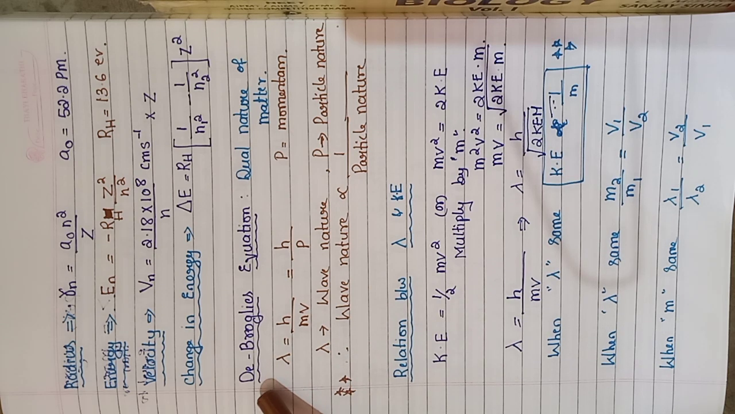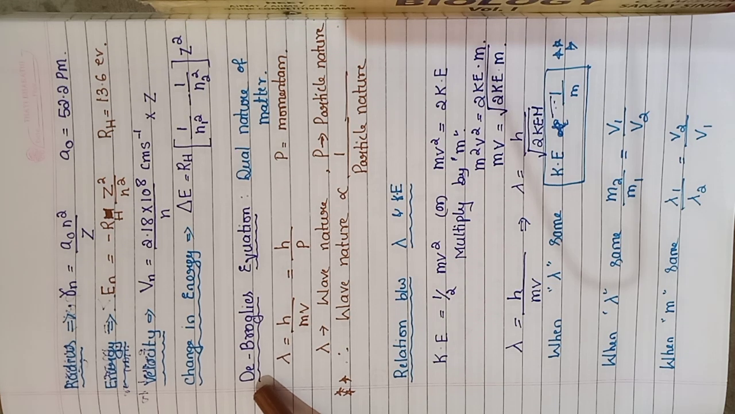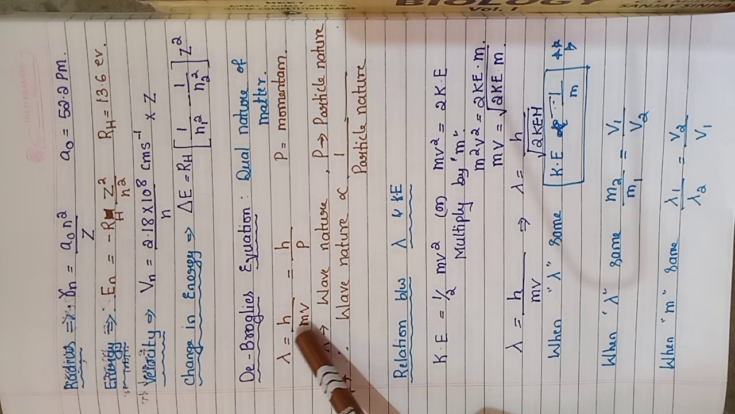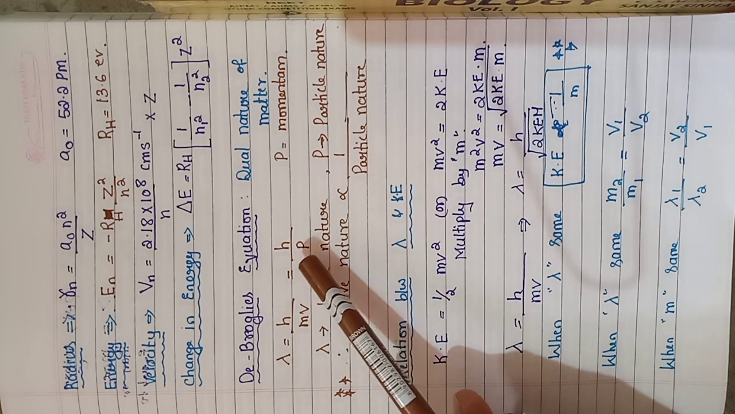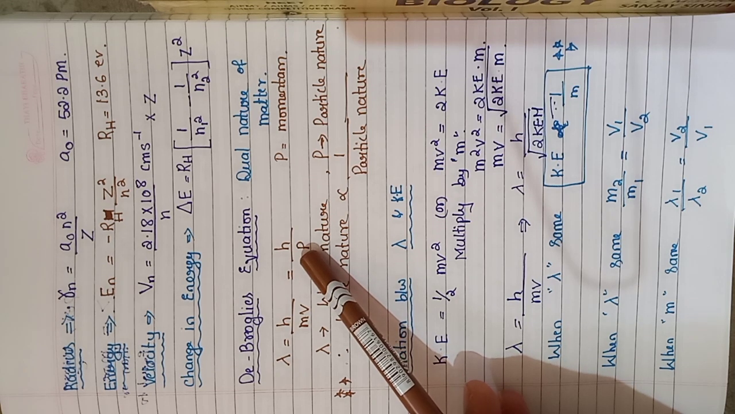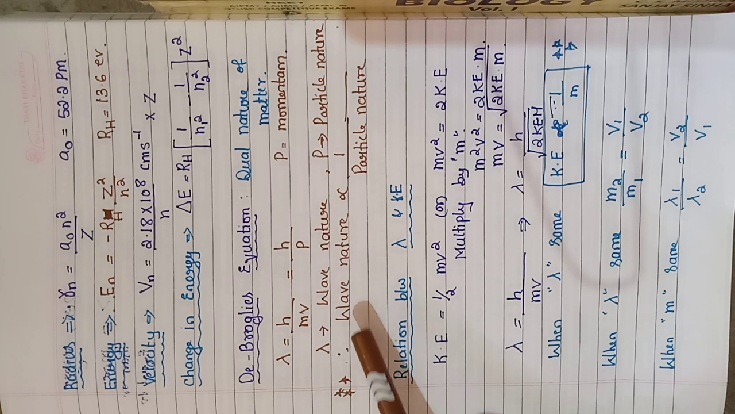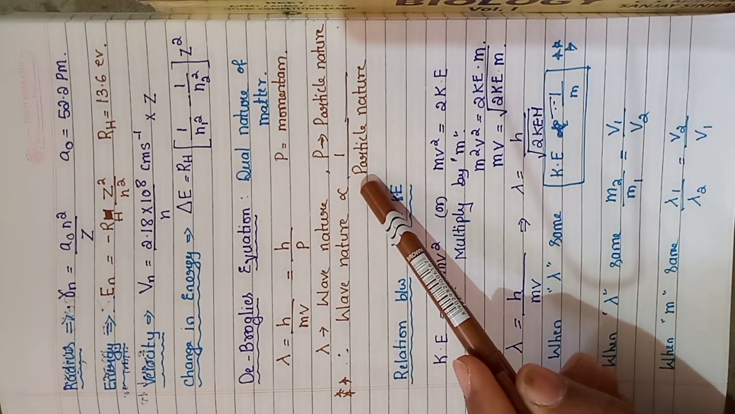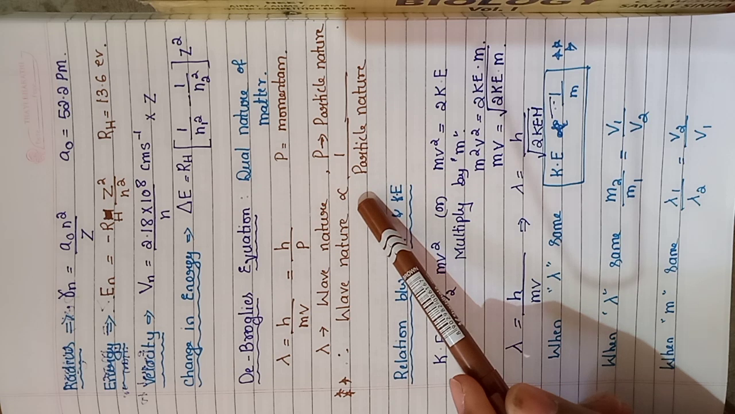Let us take one more important theory, the de Broglie equation, which is very important to calculate the dual nature of matter. To calculate the dual nature of matter, the formula is lambda, the wavelength, is equal to h divided by mv. In place of mv, mass into velocity, we can take p, that is momentum, where lambda shows the wave nature and p shows the particle nature. Lambda is the wave nature of the matter and p is the momentum, the particle nature. So we can consider a very important point here: wave nature is inversely proportional to particle nature. Remember, the wave nature of matter is inversely proportional to the particle nature.